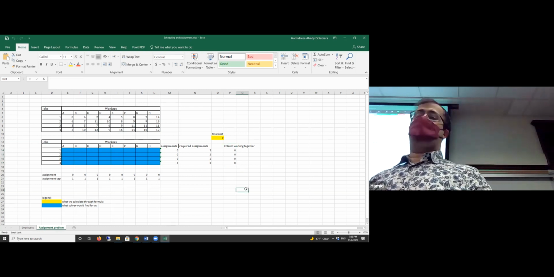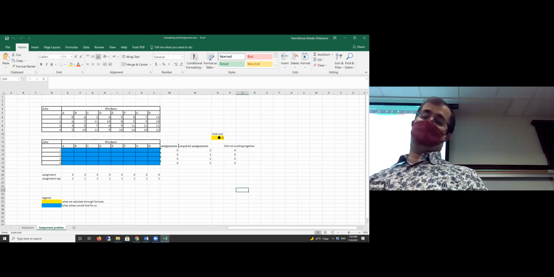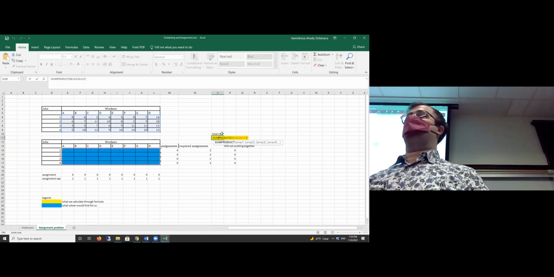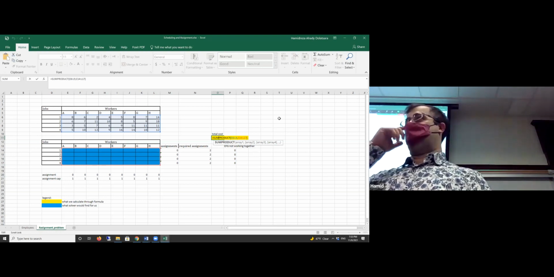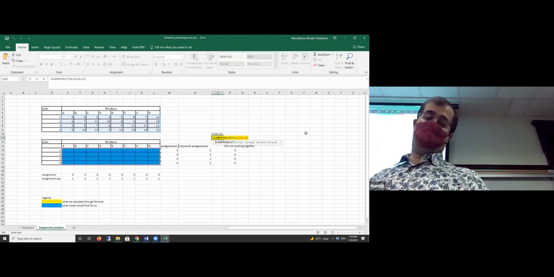I'll give you a couple of minutes to put the formula in your Excel sheet. Also, I think you can easily understand what the total cost cell means. It's just assignment times the cost. So I'll give you a couple of minutes to go through the Excel file, then I'll go to the solver part.